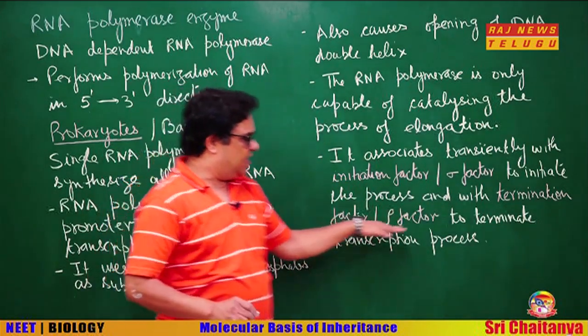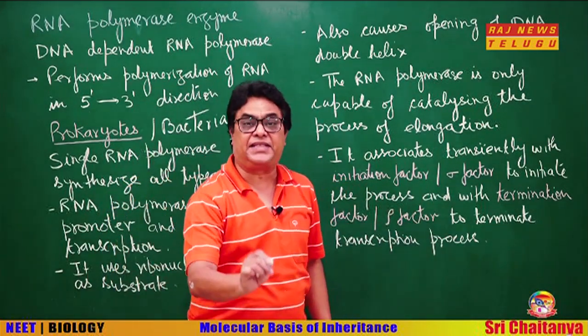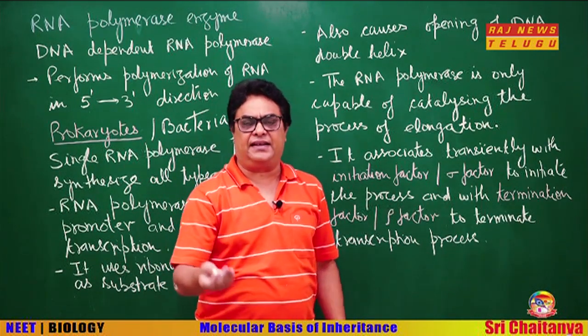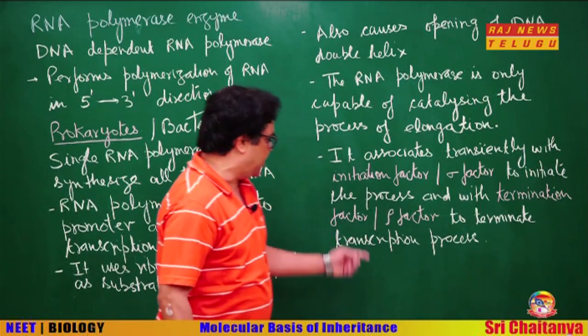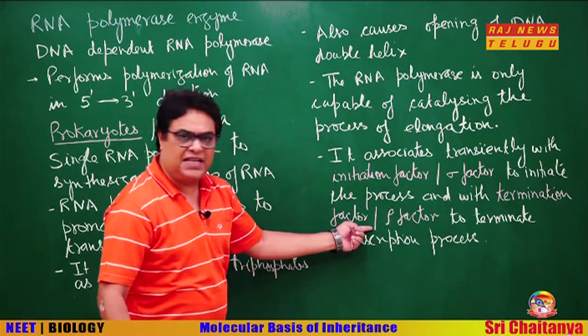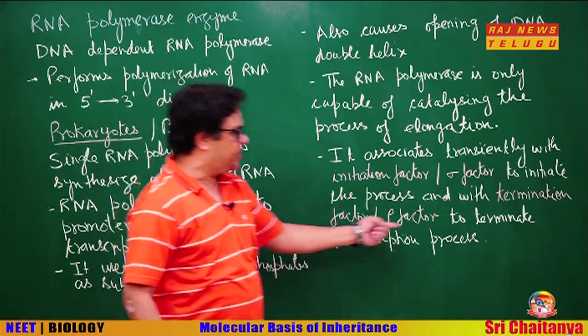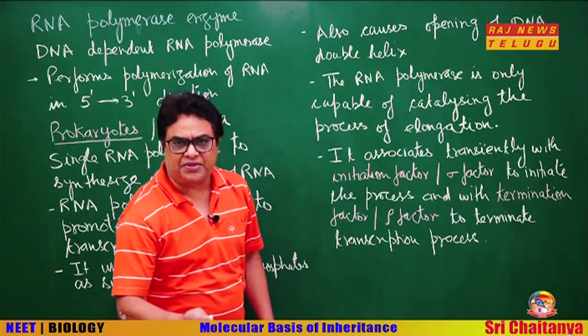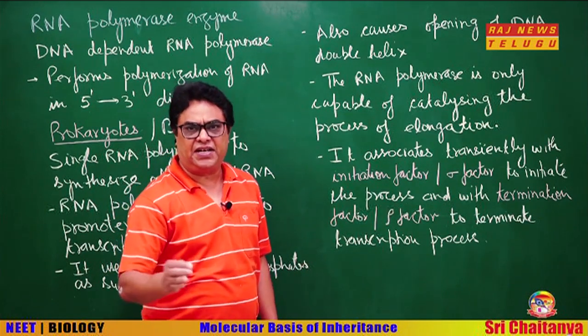And when the RNA polymerase enzyme reaches the terminator, now transcription has to be terminated, then it binds to another factor called the Rho factor. Since Rho factor is helping in termination, it is also called the termination factor. So, then the transcription terminates when it reaches the terminator.